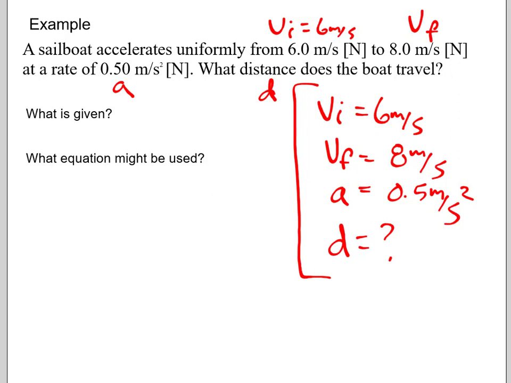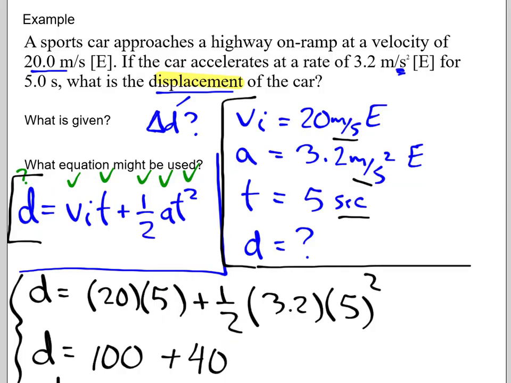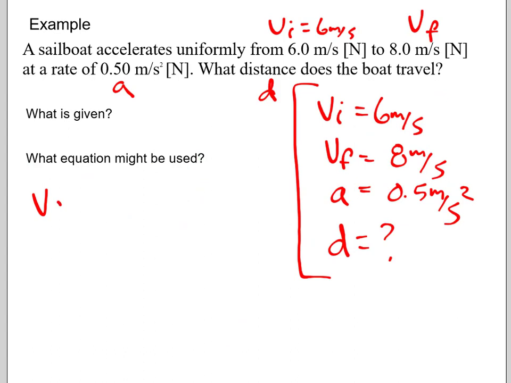Obligation number 2, write the equation. So I need to find an equation that ties all of those together. If I backtrack 2 pages here, we should find equation 4. If you'll notice, it has VFs, VIs, accelerations, and Ds, which is what we're looking for. So we have VF squared equals VI squared plus 2AD.